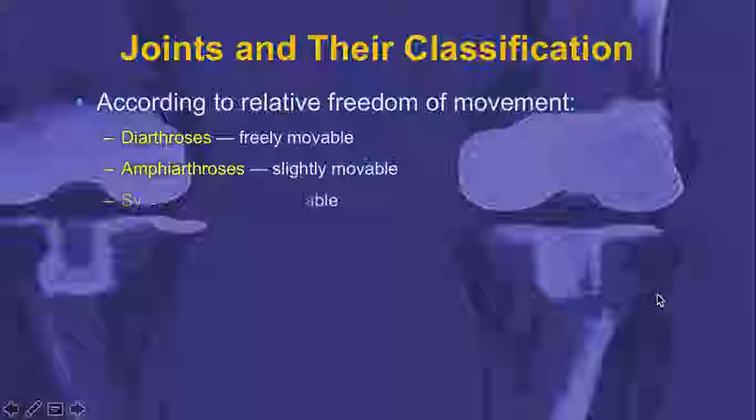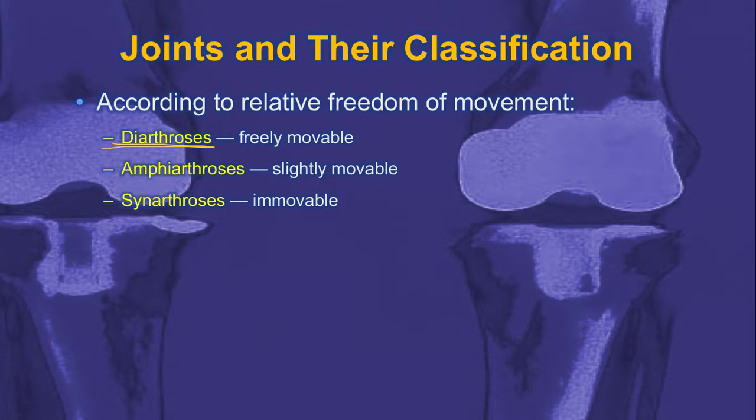So, we have to classify them. The first way we classify joints is relative to their freedom of movement. Some joints can move all over the place, whereas some joints don't move at all. It's just where two bones hit each other. Two bones sit beside each other. Okay? So, diarthroses, or diarthrotic joints, are freely movable. So you can move them all over the place.